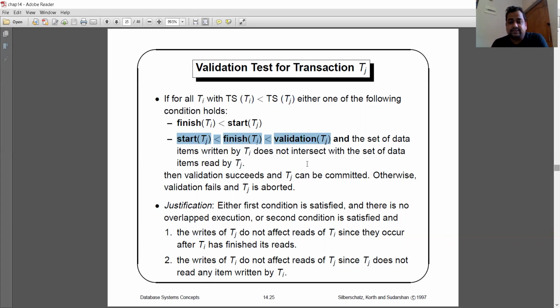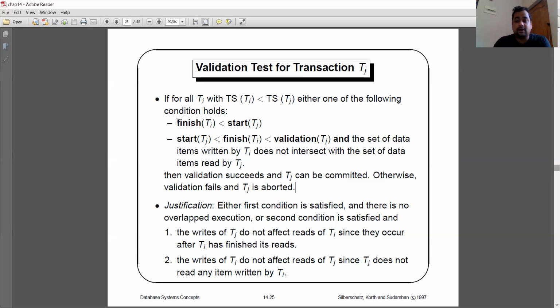For this condition, Ti is less than Tj, and the set of data items written by Ti does not intersect the set of data that can be read by Tj. Remember, that point is the most important feature of this one. The data set to be written by transaction Ti does not intersect with the set of data items that can be read by transaction Tj. Then the validation succeeds and Tj can be committed. Otherwise, we have to abort. So in these cases, we can perform the validation of transaction Tj.